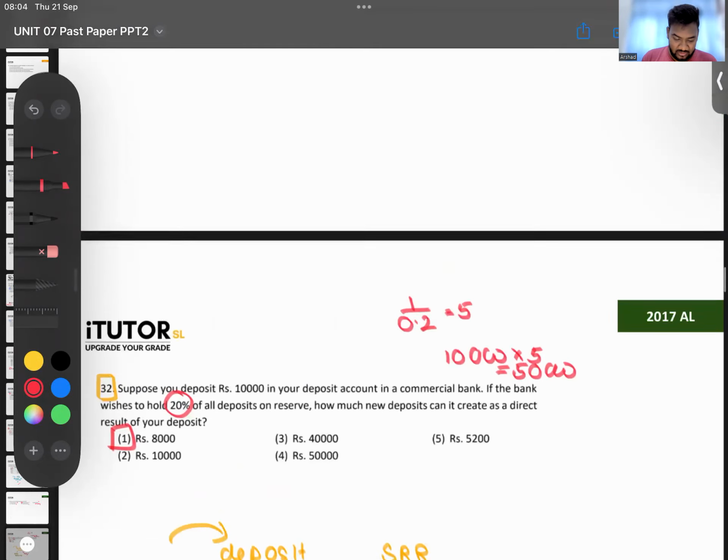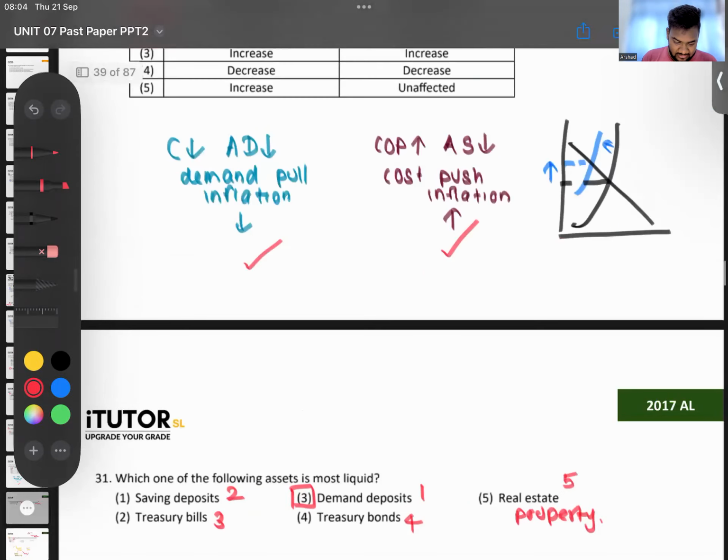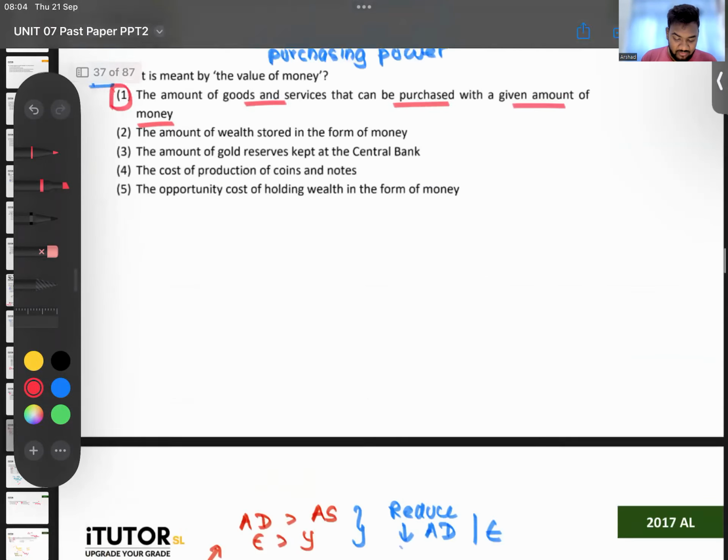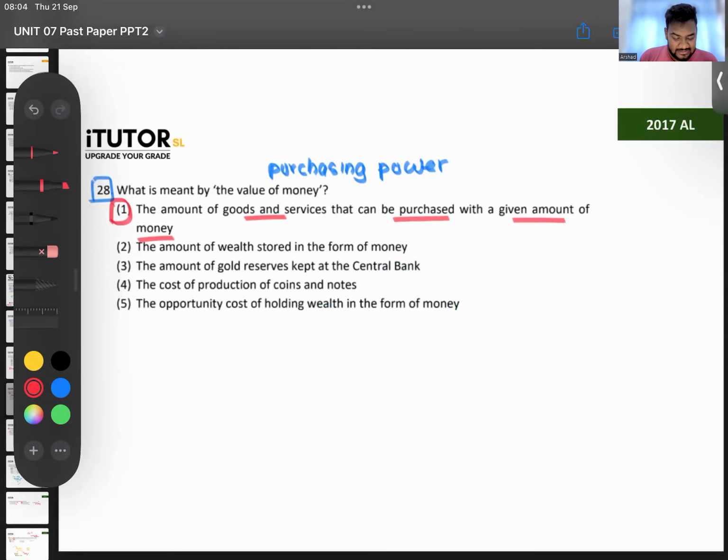In the 28th question, the value of wealth stored in the form of money, you can take that as near money.